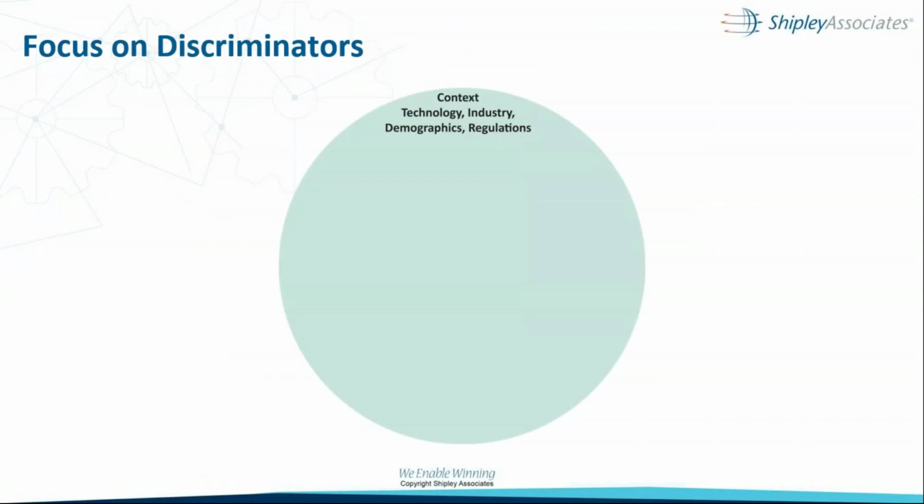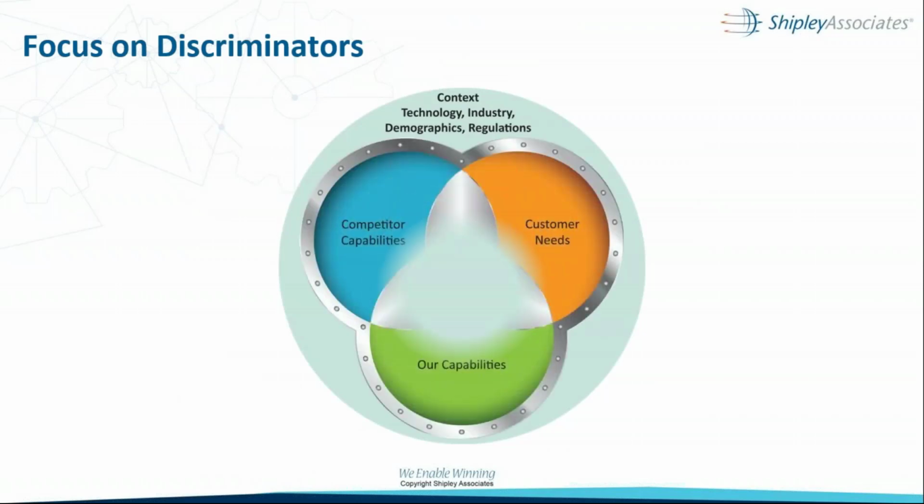Now, we've shown this on other webinars, so I'm going to go fairly quick here. But one of those 5 bubbles that David showed just a while back was that we have to focus on discriminators. This is, again, a best practice. We have to know what we're best at and what matters to the customer. So if you've got these 3 circles here, one represents the competitor capabilities, one is the customer needs, and the green one represents us, our capabilities.